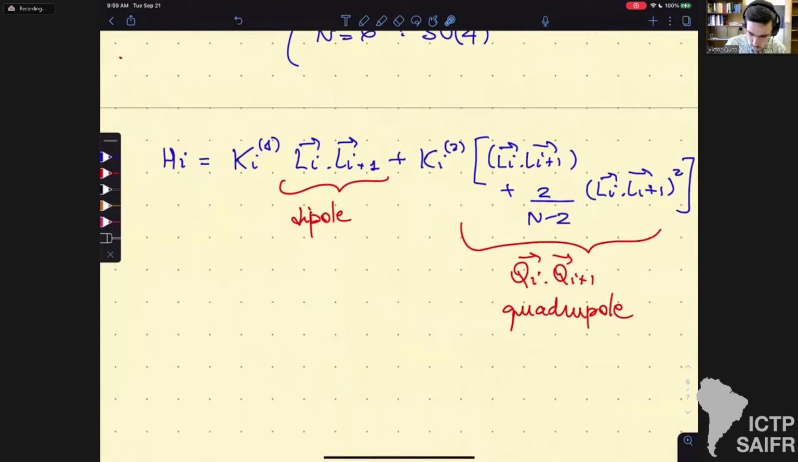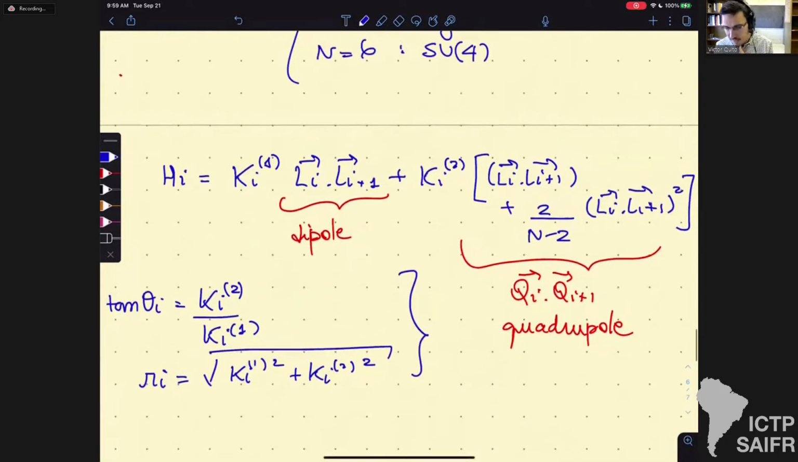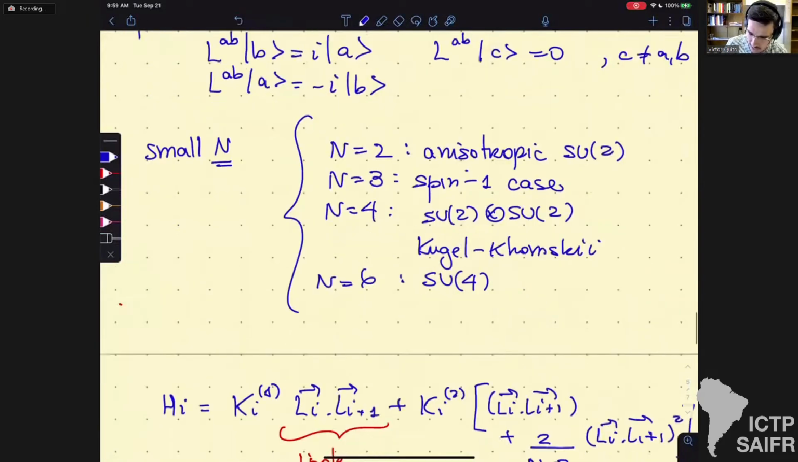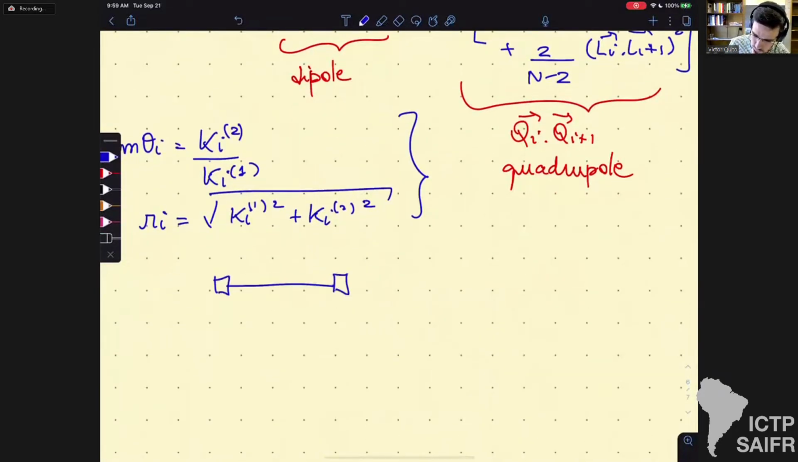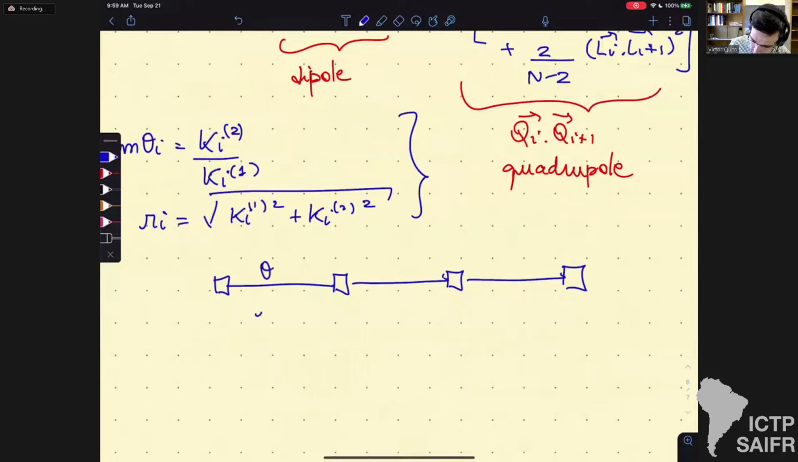And now we can define, we already defined the angle variable, that is tan of theta is the ratio of K2 by K1. And we can also define a radial variable as the square root of K_i1 squared plus K_i2 squared. So these are 2 independent variables for each bond. Recall that before we only had 1 variable per bond. Now in each bond, we are going to have these 2 variables, theta and r. But r is going to be random, but not theta, not the initial theta.